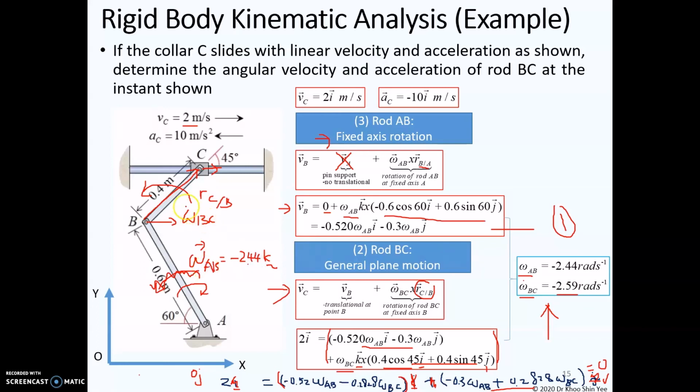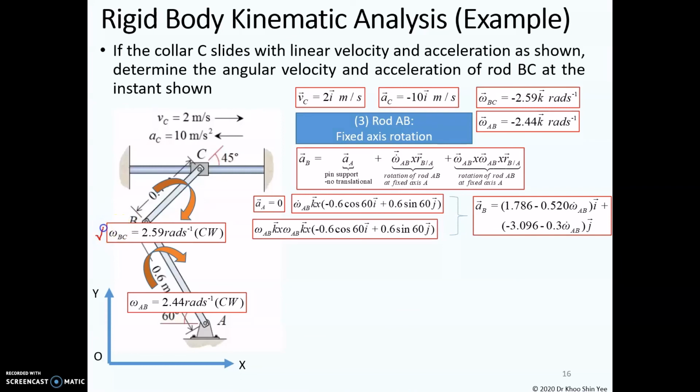So the omega BC here, initially we assume it to be counterclockwise. After you substitute this value inside, you obtain negative 59k. So the direction for omega BC is in the negative k direction, which is clockwise. Therefore, we need to change this to the clockwise direction. In the previous example, you succeeded in obtaining the angular velocity of the rods AB and BC here.